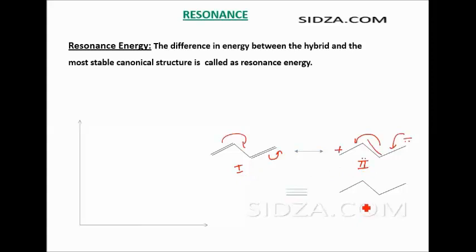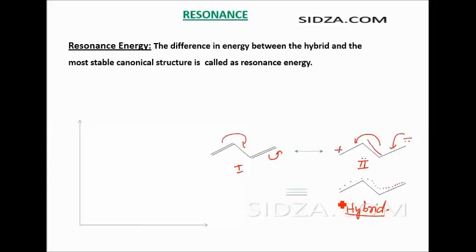The hybrid structure is the most stable structure, right? So the hybrid structure is the most stable one. Due to the resonance, when pi electrons delocalize, what happens? The molecule becomes stable, right? So that means the hybrid will have the least energy. The hybrid structure has the least energy. It's most stable, right? But what does the resonance energy mean?